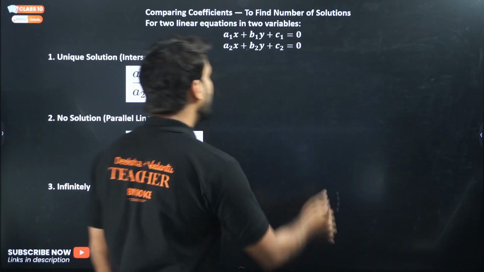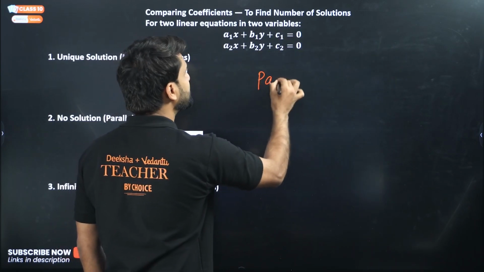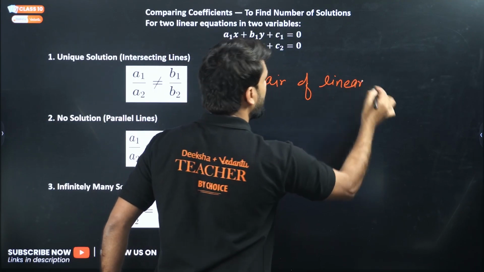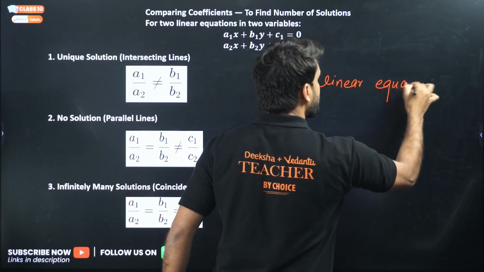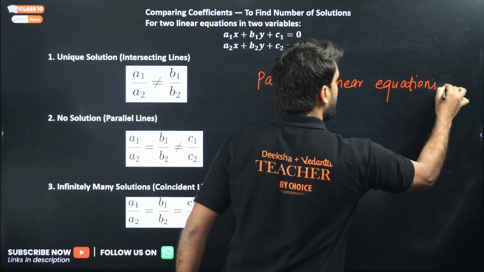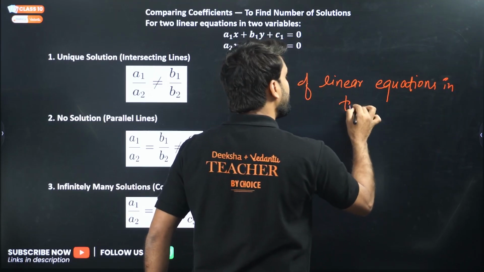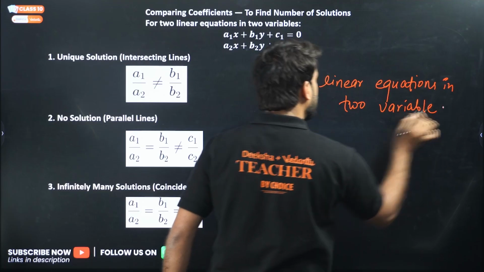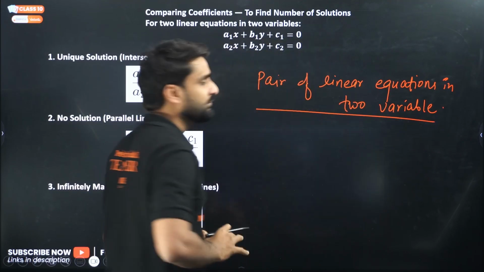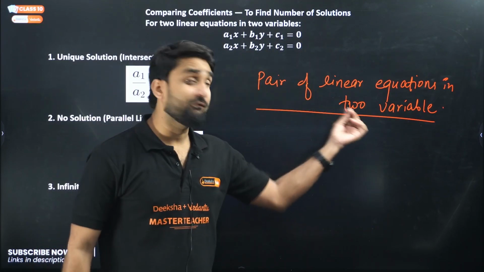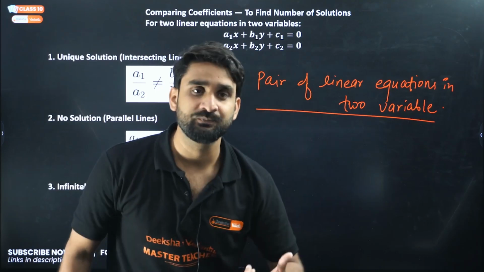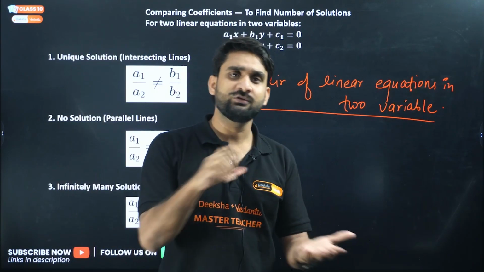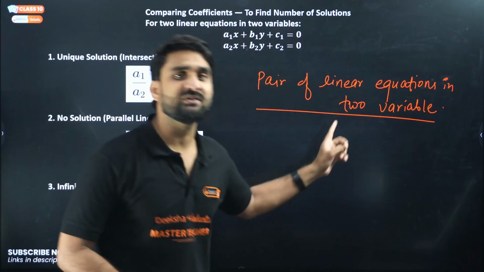See, pair of linear equations in two variables. First, you must know what exactly is the meaning of this heading. If the name of the chapter is pair of linear equations in two variables, what does it mean? First, you have to go through the meaning of this heading.